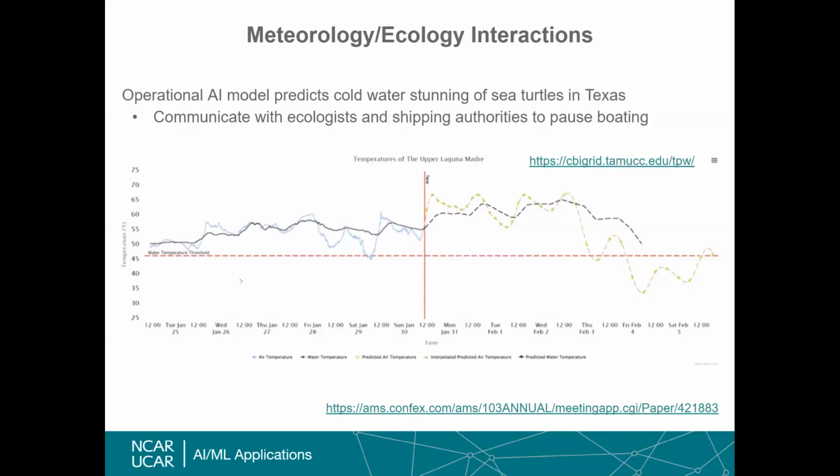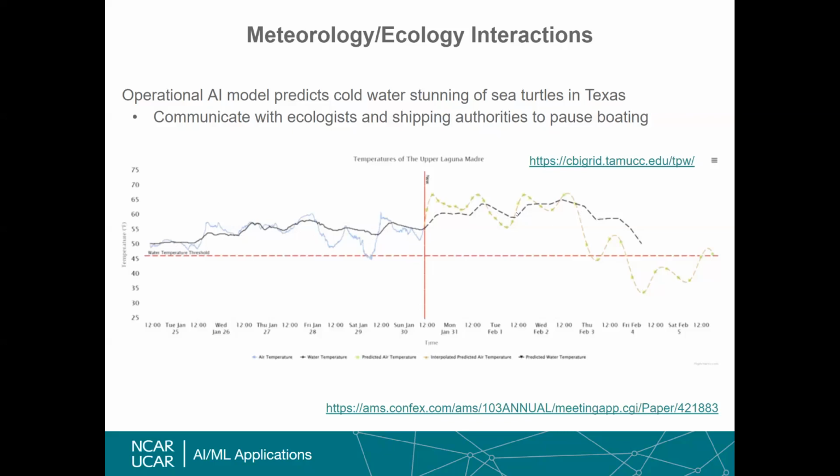And so down here, this is just an example of their forecast. So the black line here is the water temperature. The blue line here is the air temperature, and then the black and blue dashed lines here are the air temperature and water temperature projections. Air temperature is taken from dynamical models, and the water temperature is produced by the AI model.